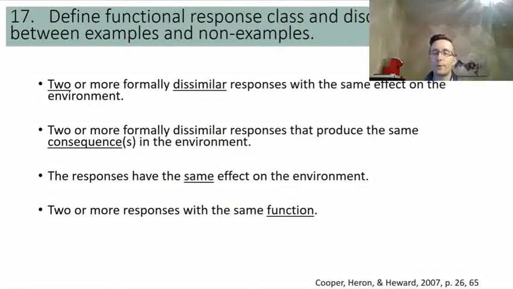Two or more responses with the same function. That's why they're a functional response class. And so the topographies vary. There's always two or more topographies within a functional response class. If we're only talking about one topography and its function or its effect on the environment, then we're not talking about a class of responses, so we're not talking about a functional response class. So you have two or more topographies that have the same effect on the environment.